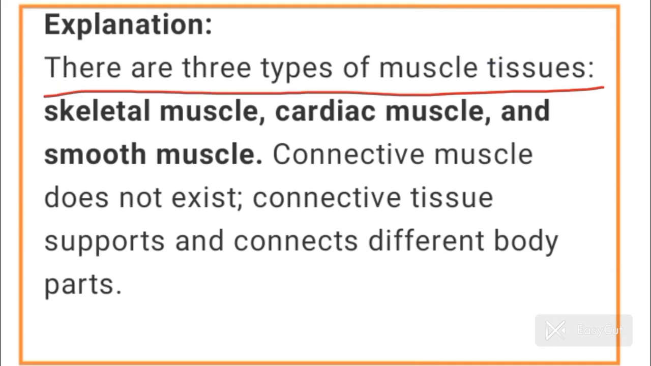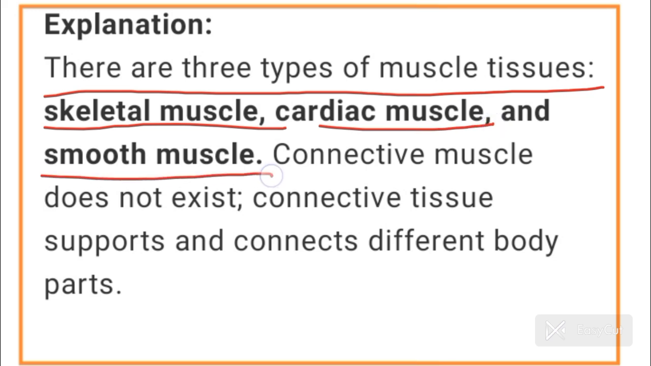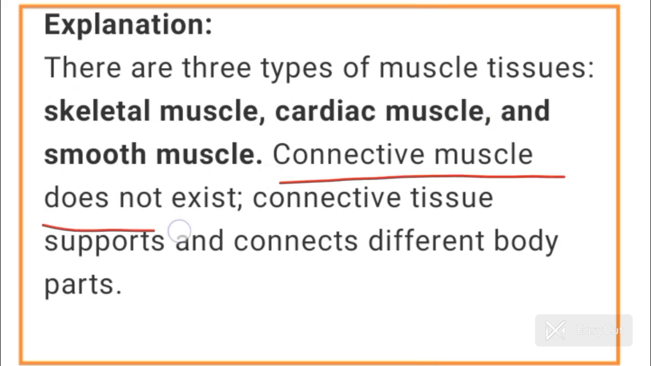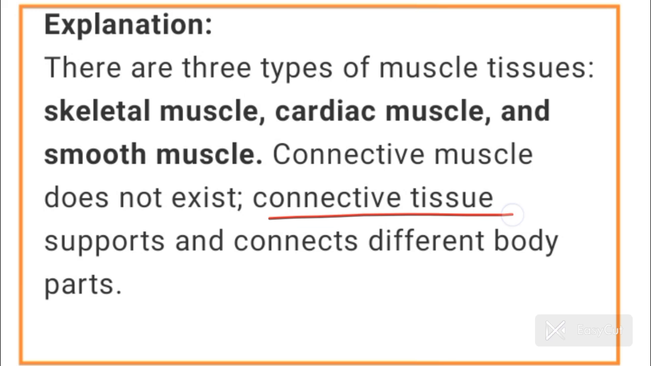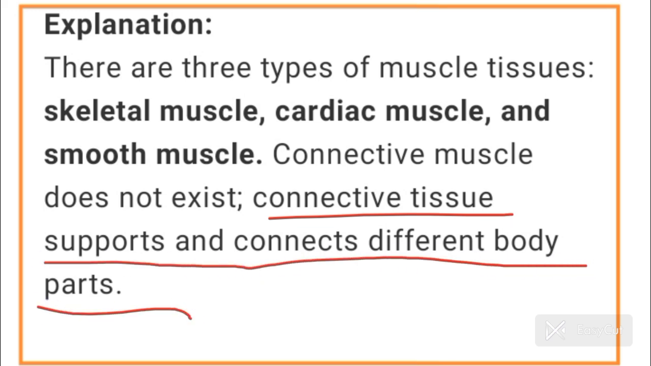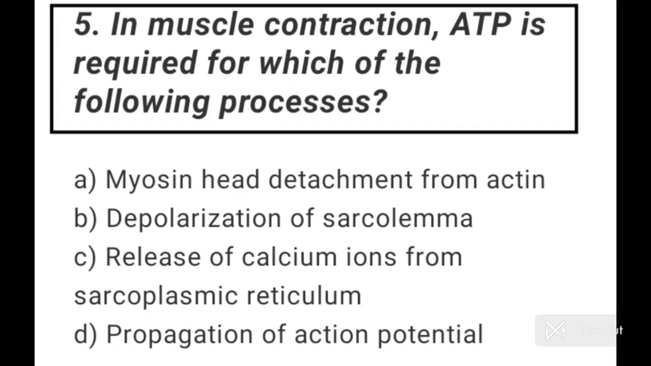There are three types of muscle tissues, skeletal muscle, cardiac muscle, smooth muscle. Connective muscle does not exist. Okay. Connective tissue supports and connects different body parts. Connective muscle does not exist; there are connective tissues which support and connect different body parts. Okay.